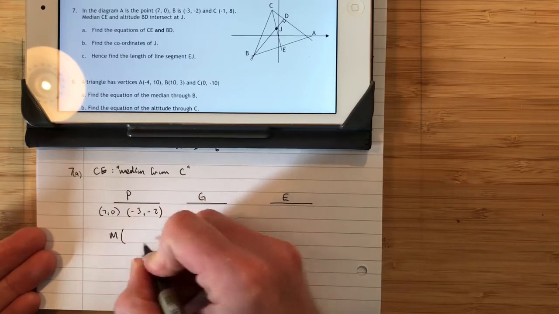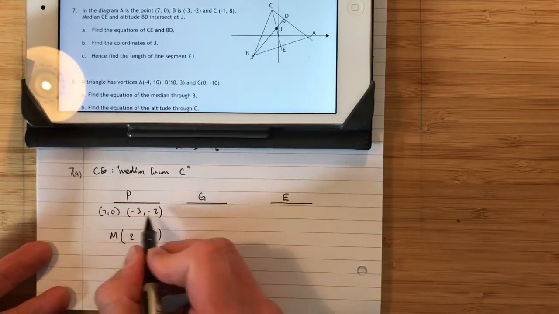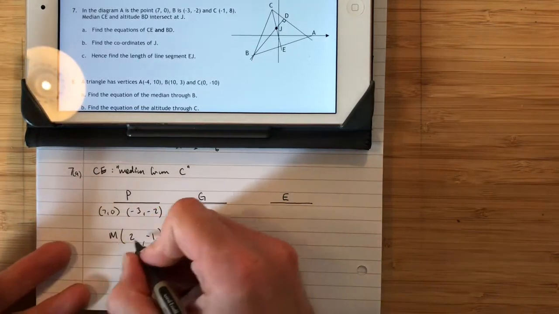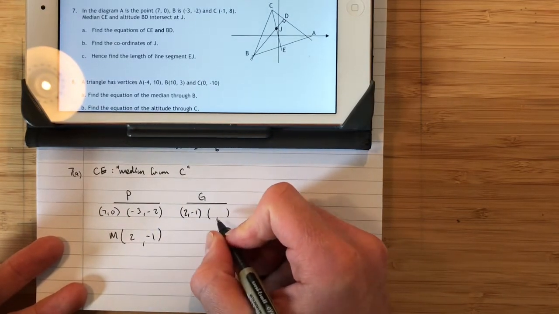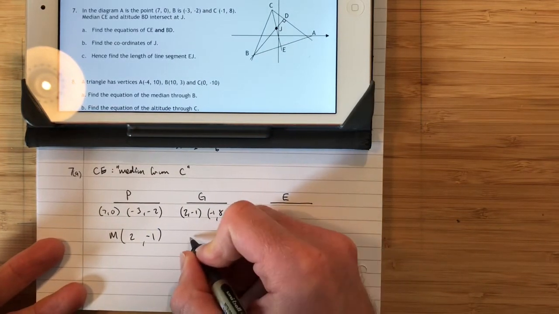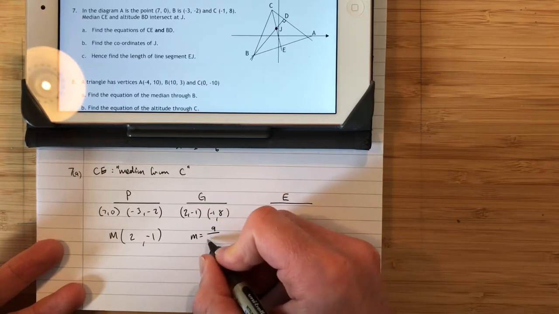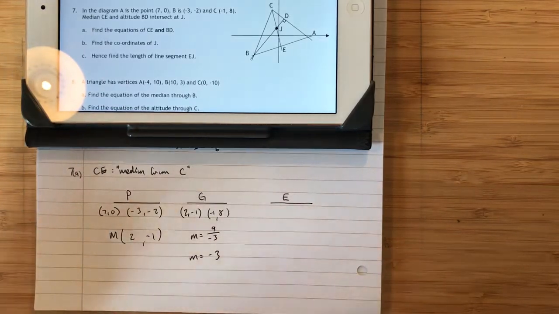So the midpoint between A and B will be 7 add negative 3, 4 halved is 2, 0 add negative 2, halved is negative 1. So 2, negative 1. I'll then take that midpoint up and use it along with point C. And point C is negative 1, 8. So my gradient will be 8 minus minus 1, which is 9. Negative 1 take away 2 is negative 3. My gradient will be 9 divided by negative 3, which is negative 3.